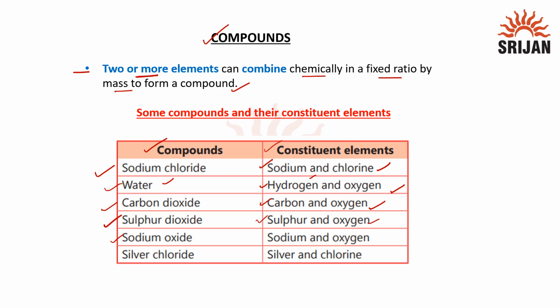The next one is sodium oxide. So it contains sodium and oxygen. Now the next one is silver chloride. So it contains silver and chlorine, right?